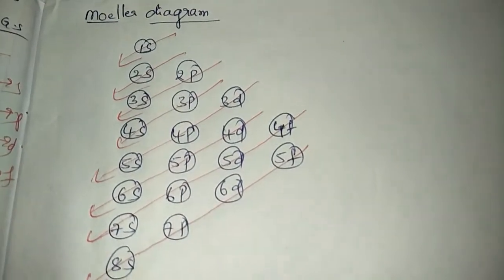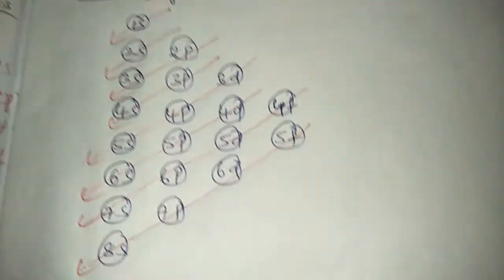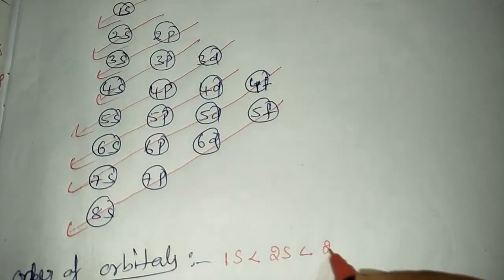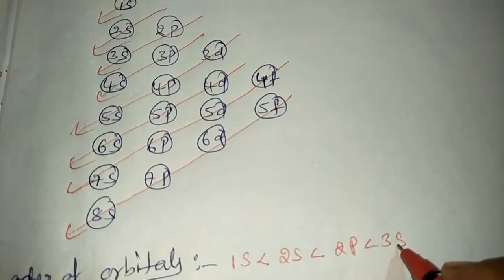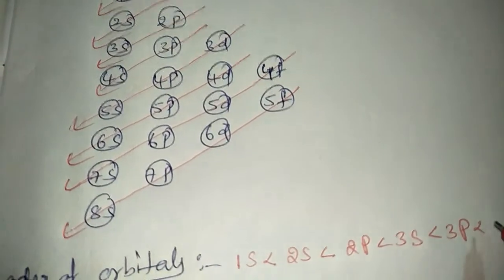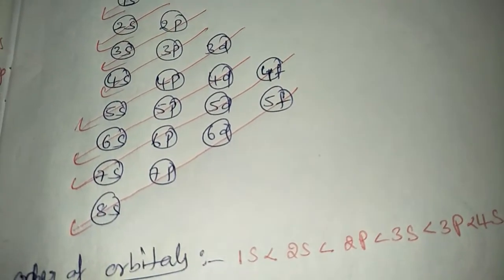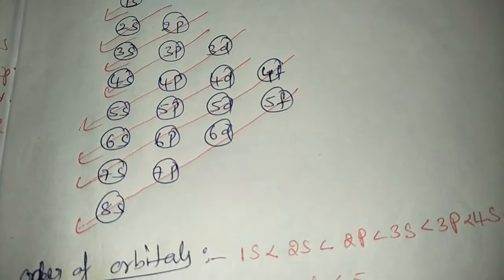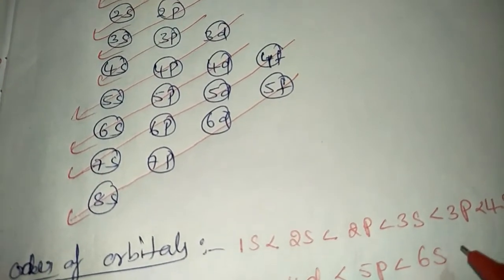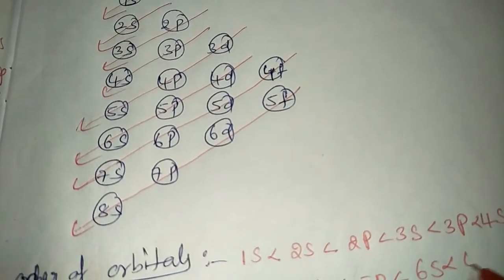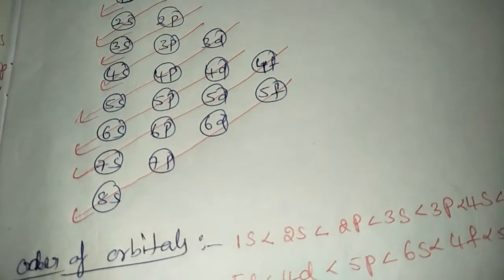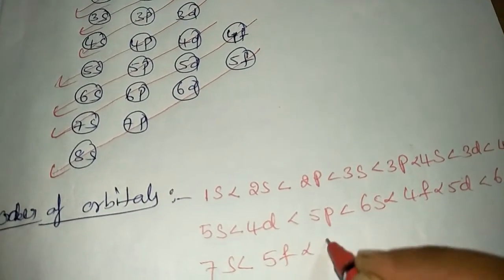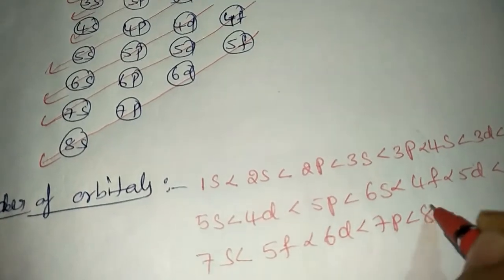If we see this diagram, we can easily write the energy of orbitals in ascending order. 1s is less than 2s is less than 2p is less than 3s is less than 3p is less than 4s is less than 3d is less than 4p is less than 5s is less than 4d is less than 5p is less than 6s is less than 4f is less than 5d is less than 6p is less than 7s is less than 5f is less than 6d is less than 7p is less than 8s.